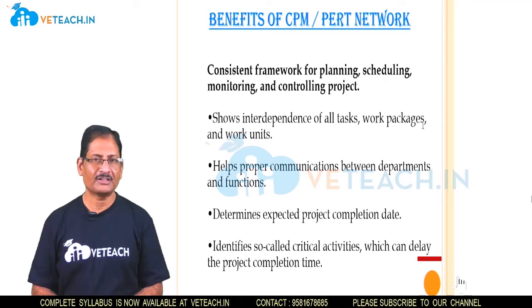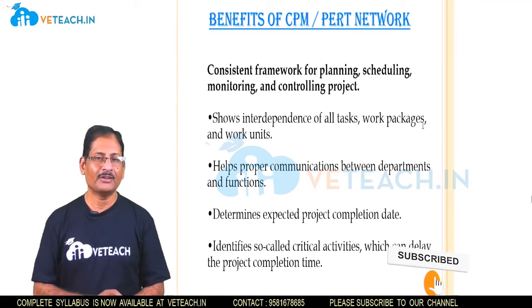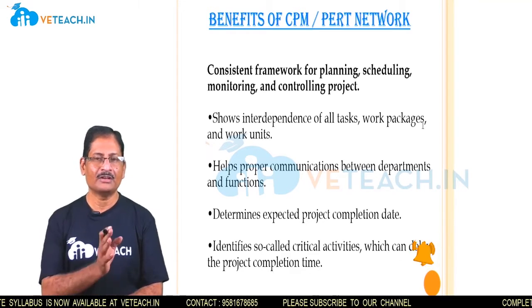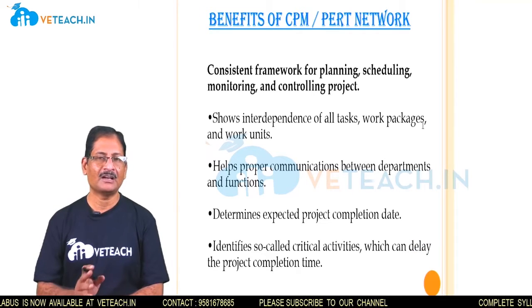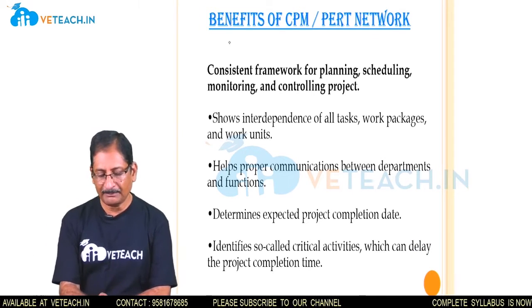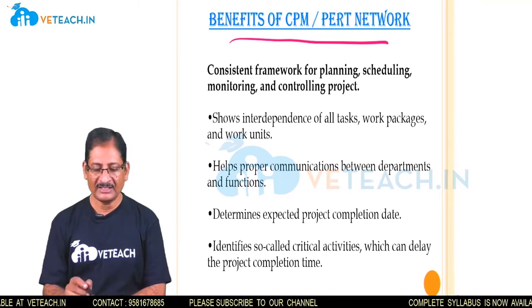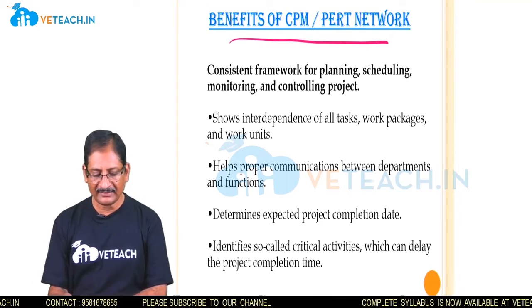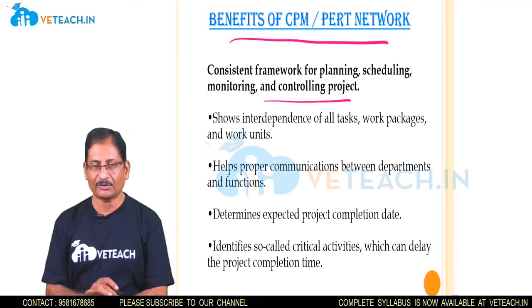So, continuing our discussion of project management, we have seen two kinds of networking tools: one is the critical path method, CPM, and the other is the Program Evaluation Review Technique, PERT. Now let us see the benefits of these approaches, either CPM or the network diagram. They give a consistent framework for planning, scheduling, monitoring and controlling of the project.